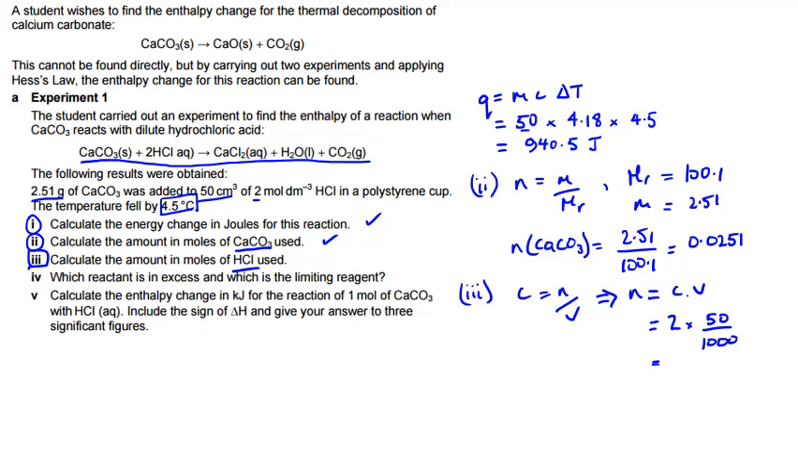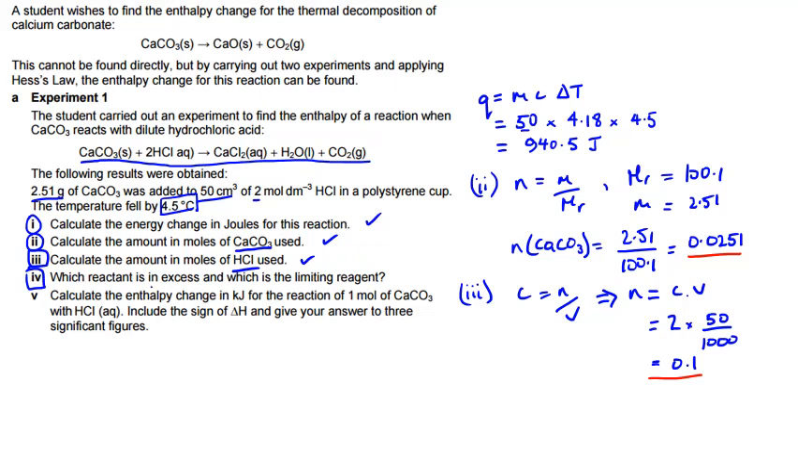And so that means our moles of hydrochloric acid is coming up at 0.1. So we've got 0.1 moles. I'm just going to underline that in red and underline that in red, because that's going to help us with the next question. So we've done that one as well. So part 4, which reactant is in excess and which is the limiting reagent?